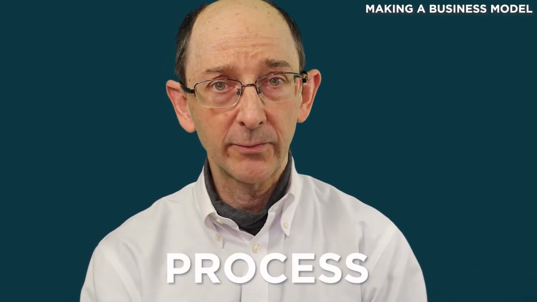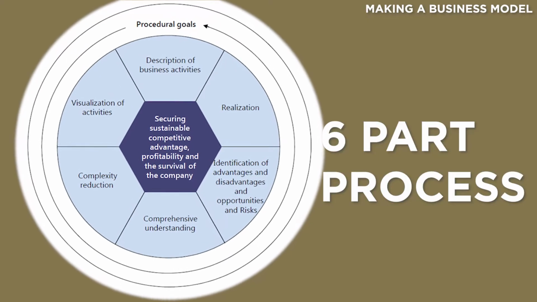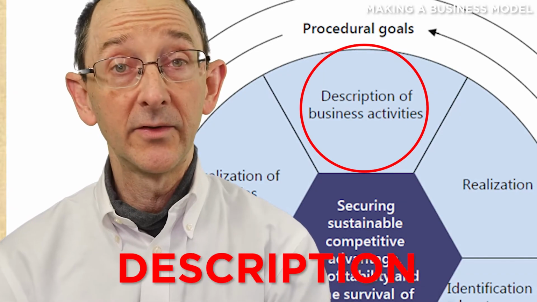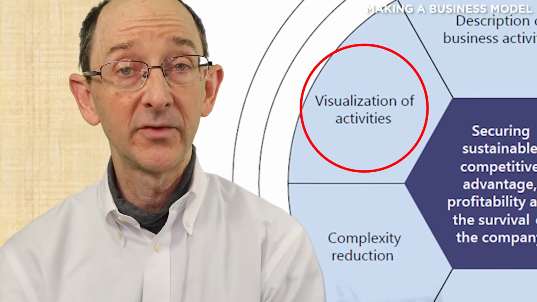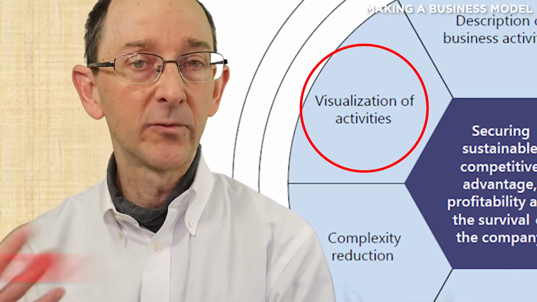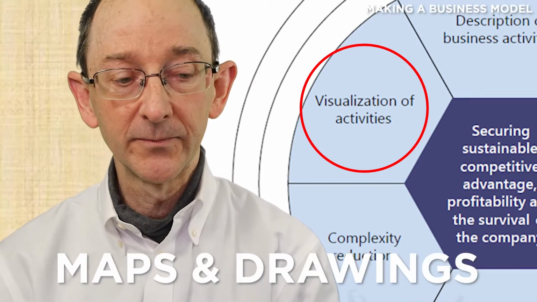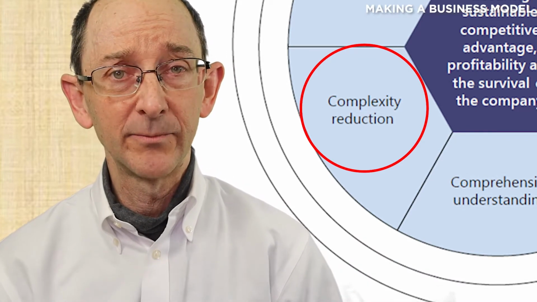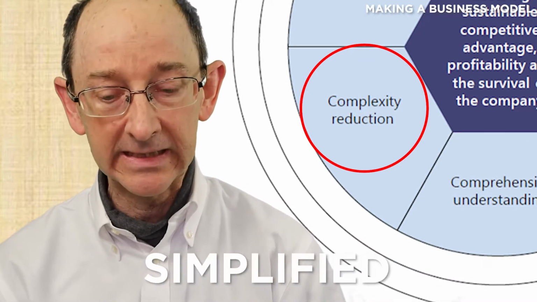So when we talk about making those models, there's a process that we can go through. And Wirtz in his books and articles has a 6-part process for doing that. So the first part is describing the business. Second is visualizing it, and this is why we make maps and drawings. The third is reducing the complexity. Like I said, a business model is a simplified thing.